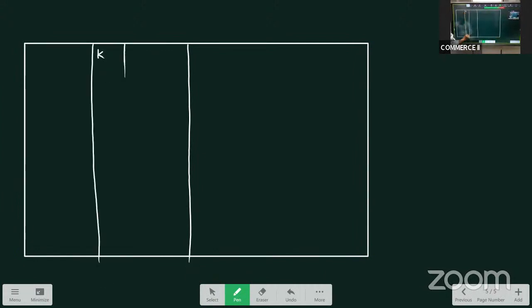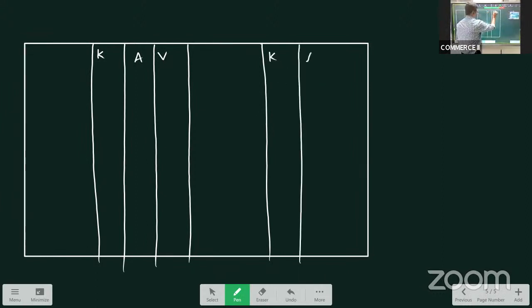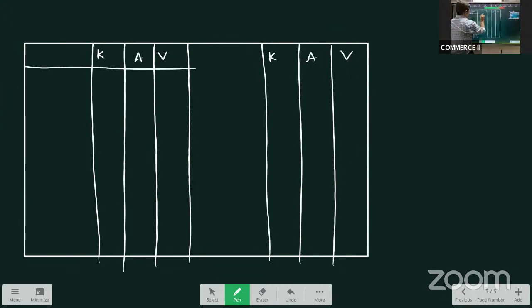Kamala, Amala, and Vimala. These are the three partners. Kamala, Amala, Vimala are the three partners.